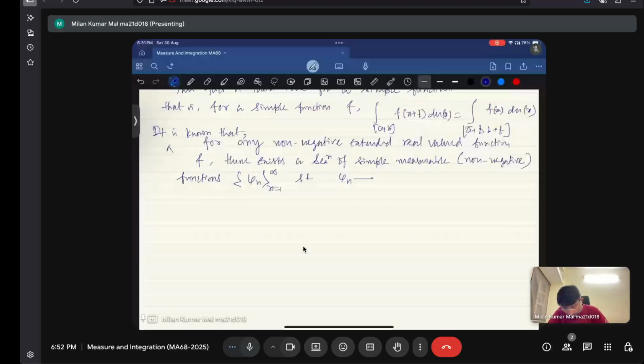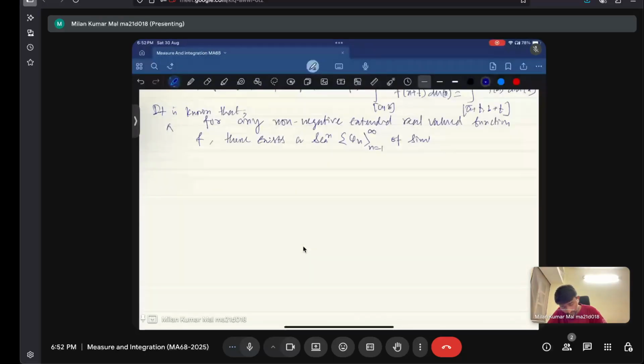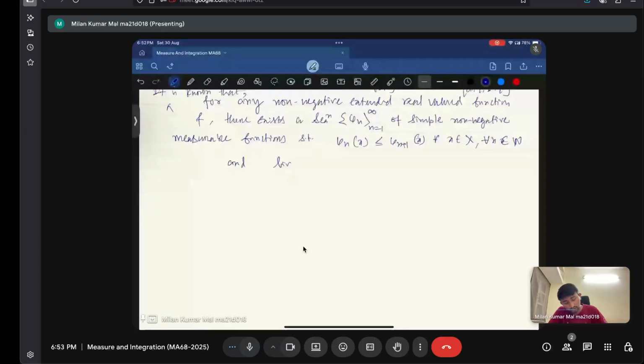There exists a sequence phi n, n equals 1 to infinity, of simple non-negative measurable functions such that phi n of x is less than or equal to phi n plus 1 of x for all x in X and for all n belonging to the natural numbers, and the limit as n tends to infinity of phi n equals f. Okay, this is what we can give.